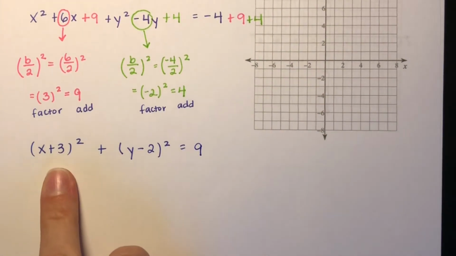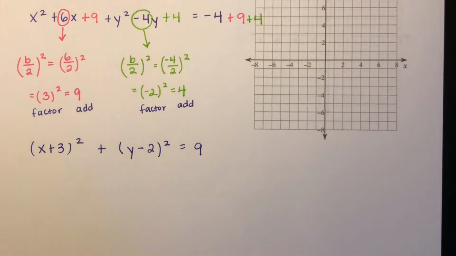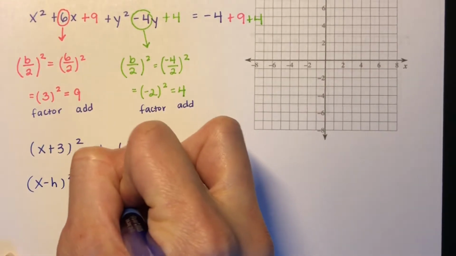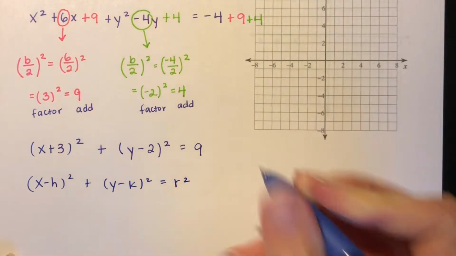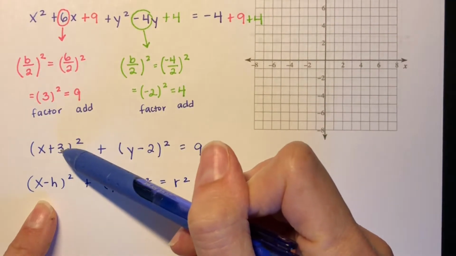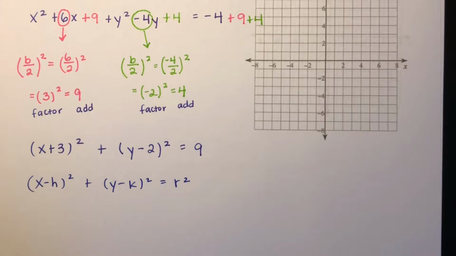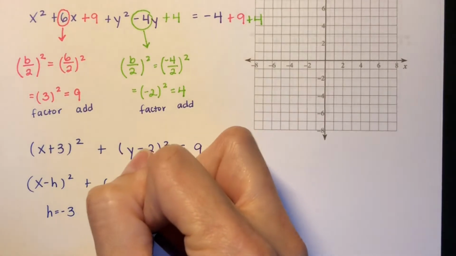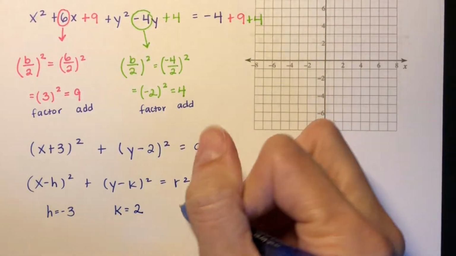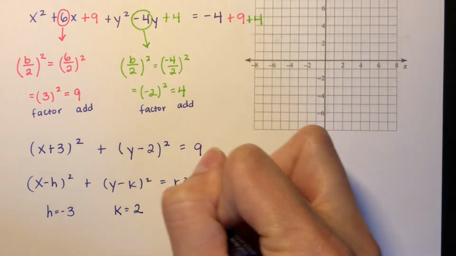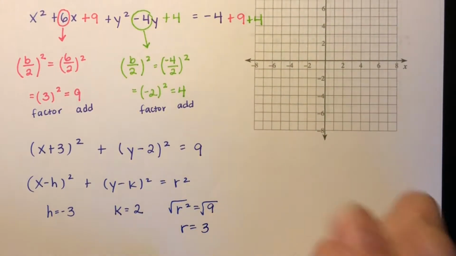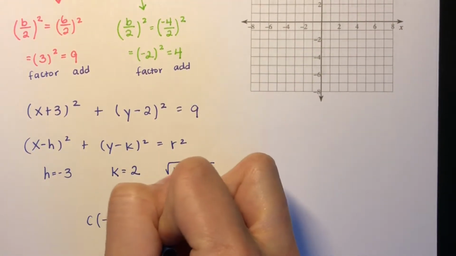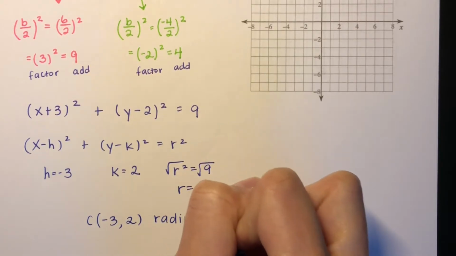Now that I have my equation in standard form, I can identify h and k. If I look at my standard form of the equation, I can see what h and k are. Since I see a positive here, I know that h has to be -3. I have a negative here, so k is +2, and then r squared will give me my radius once I take the square root. So the center is -3, 2, and the radius will be 3.